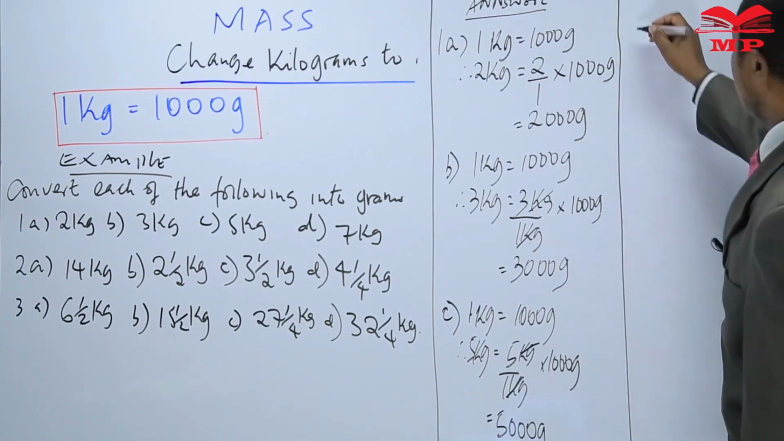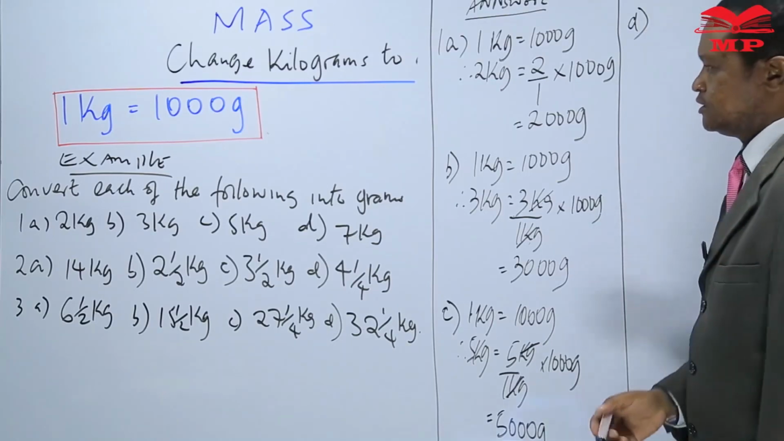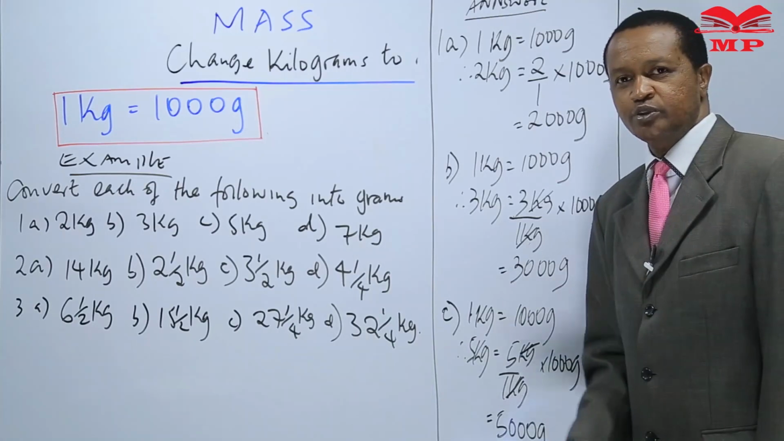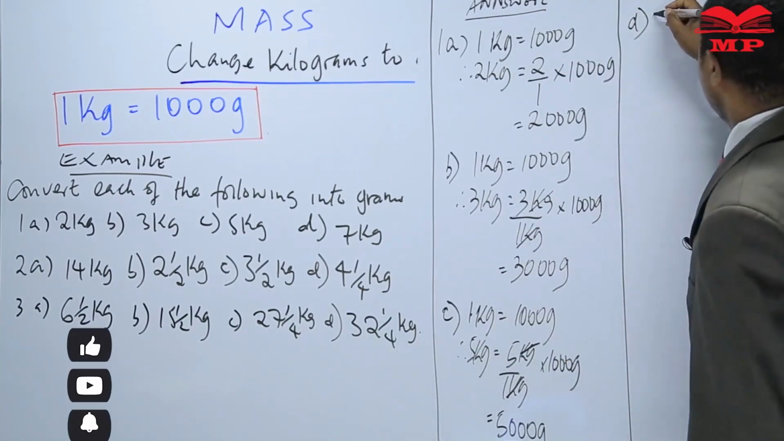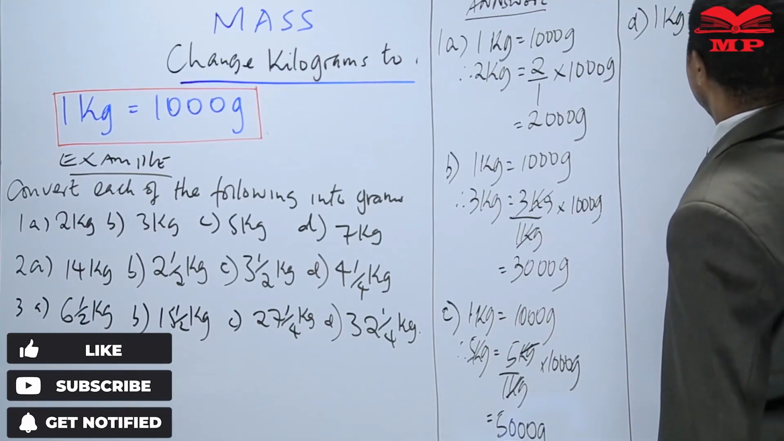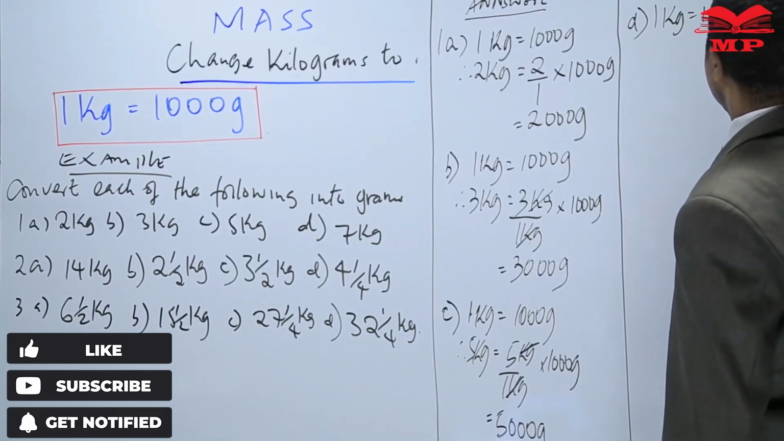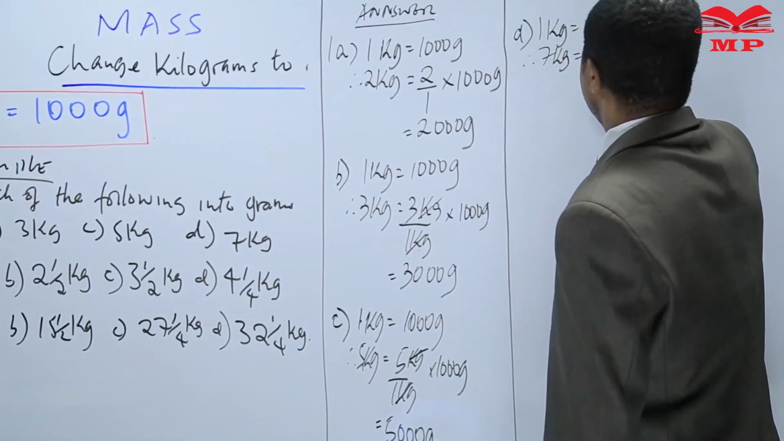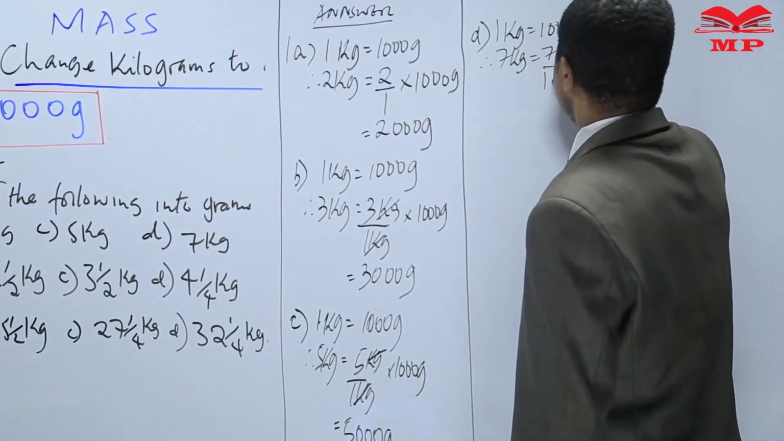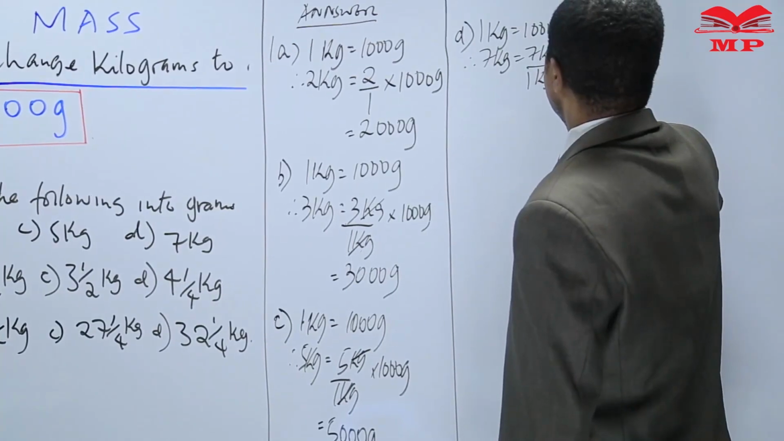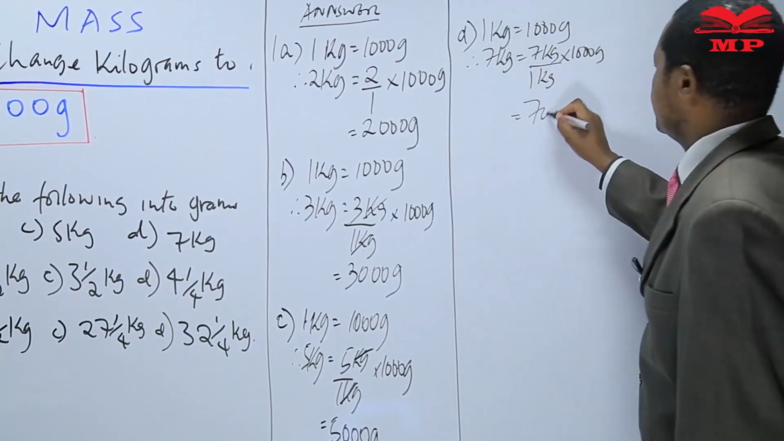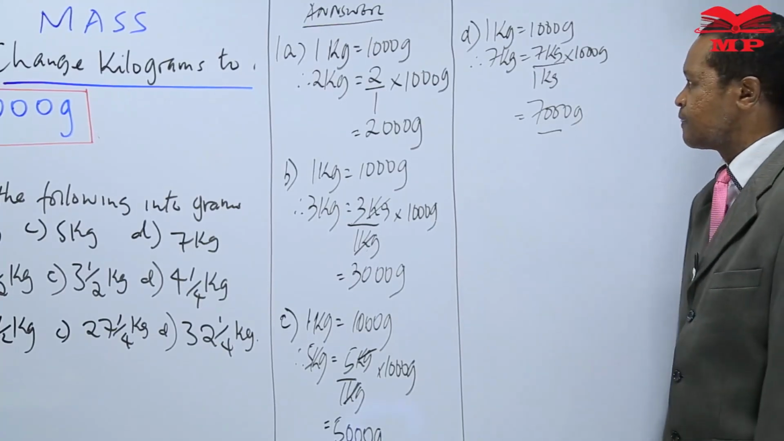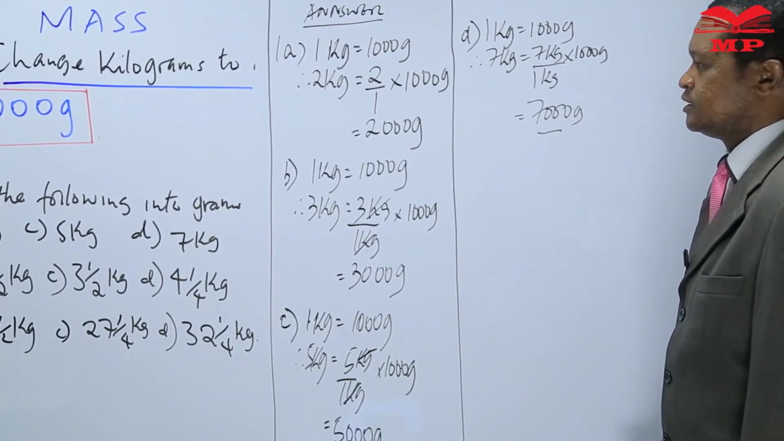We now move to 1D. D, 7 kilograms. We want to convert 7 kilograms to grams. We know 1 kilogram is equal to 1,000 grams. Therefore, 7 kilograms will be equal to 7 kilograms over 1 kilogram times 1,000 grams, giving us 7,000 grams. That is 1D.